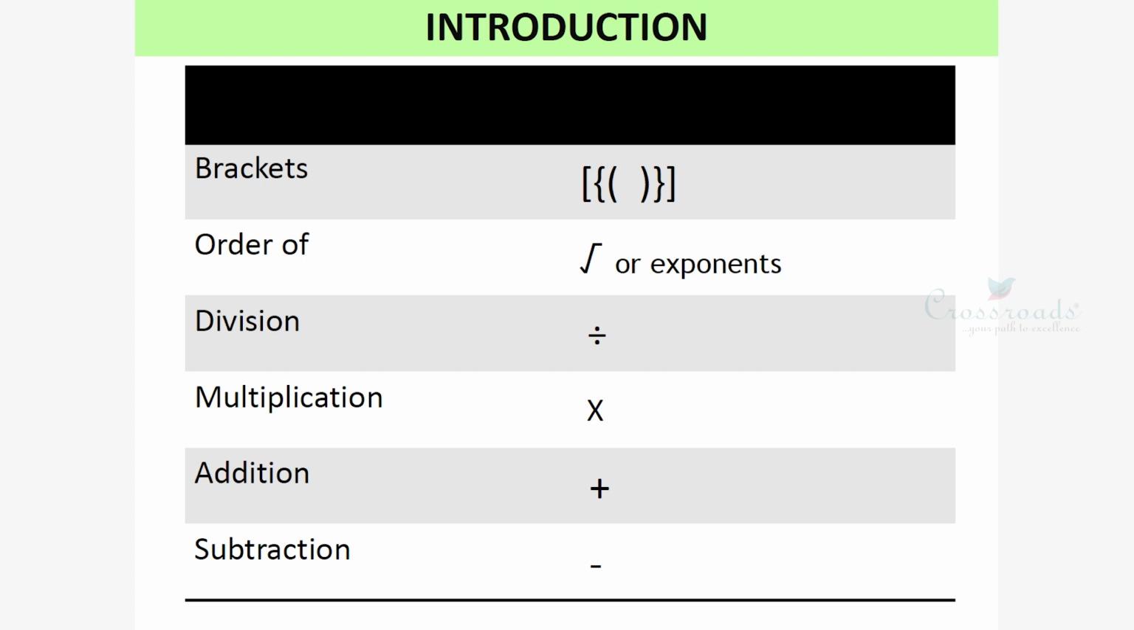Next, coming to the brackets, we have three types of brackets. The innermost bracket is called the parenthesis, that's the round brackets. Next to it come the braces or the curly brackets, then the square brackets. So first we solve whatever operations are given within the parenthesis, then we go to the curly braces and then to the square brackets. We always solve in the same order.